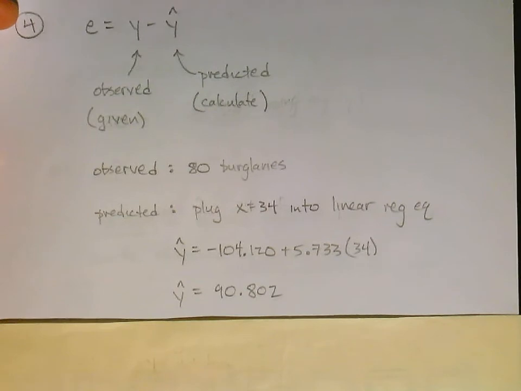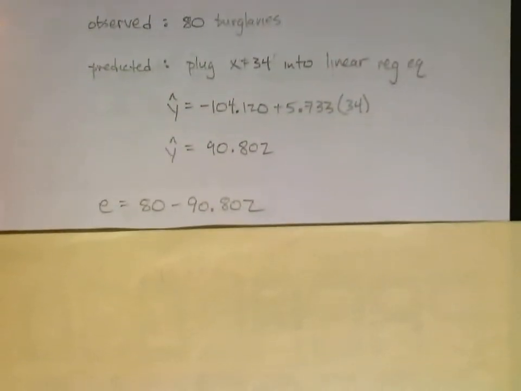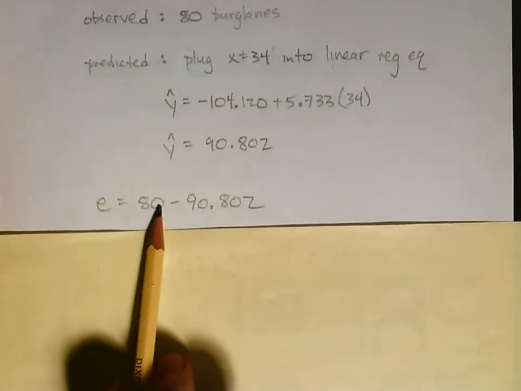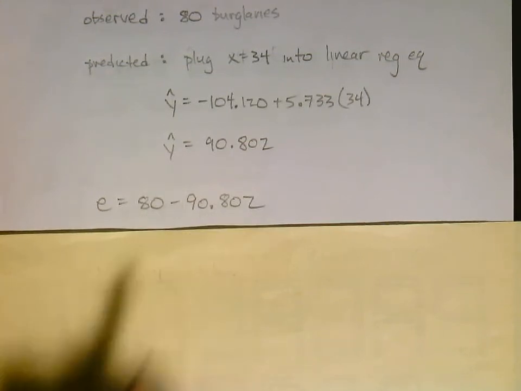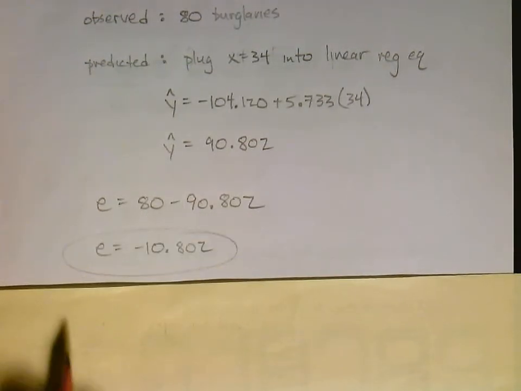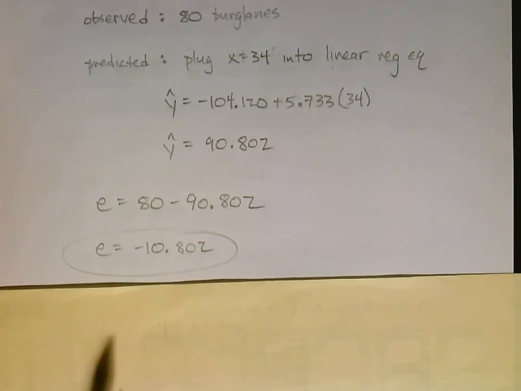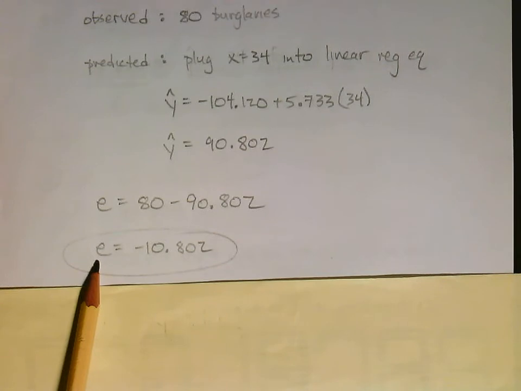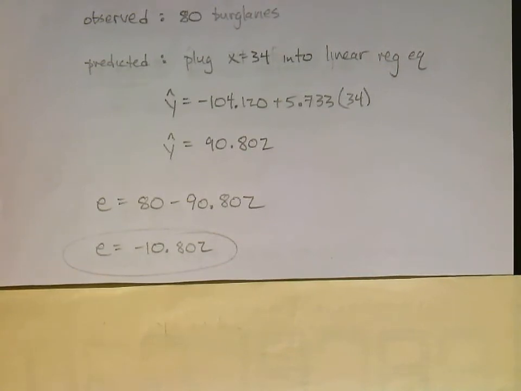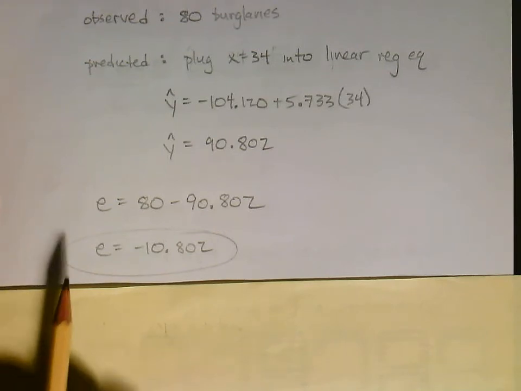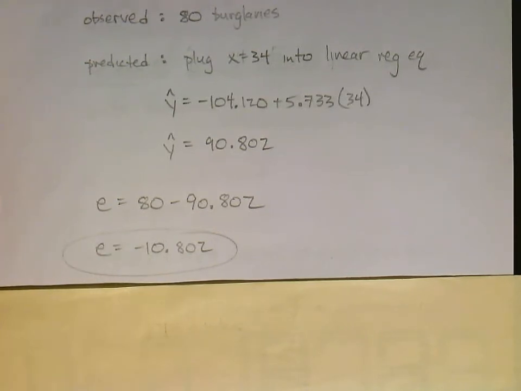Okay, well, let's put these numbers into the formula. We're going to take 80, it's always the observed that comes first, minus the predicted, and we get this. E equals negative 10.802. That is the residual. You might ask why we call it by the variable E. Well, residual, I mean, R was already taken. We use that for the correlation coefficient. E stands for error. Like, what's the difference between them, right? How far off are we? Negative 10.802 in this case.